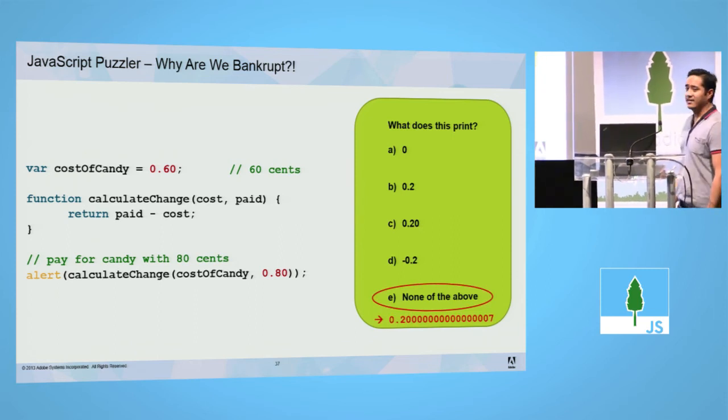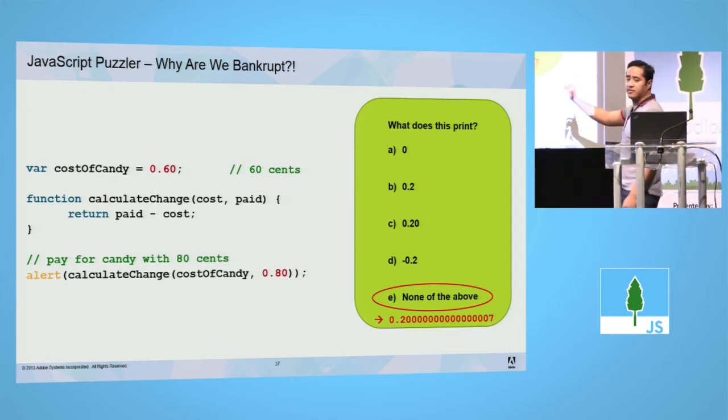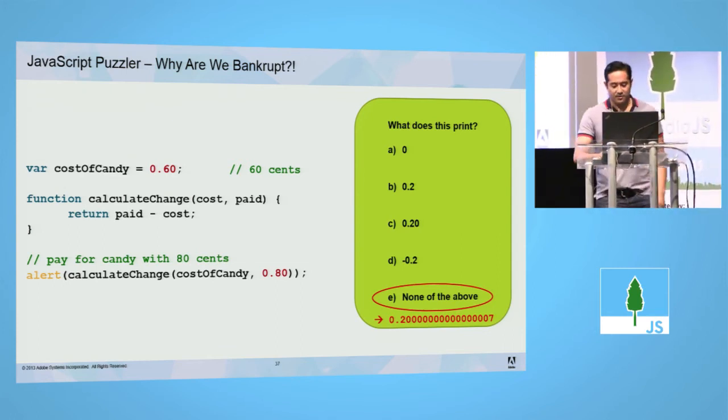Looks like it's E. So none of the above. It prints 0.20007. So what happened here?